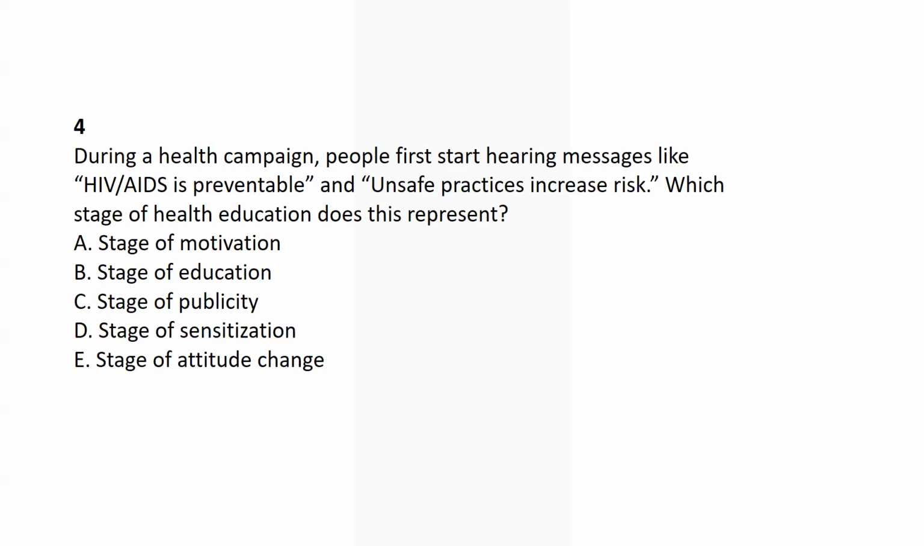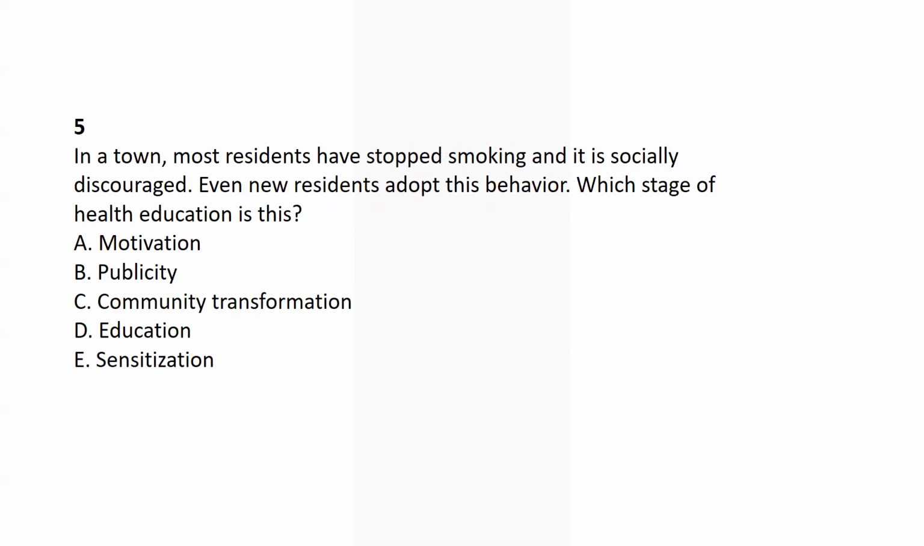Fourth one is, during a health campaign, people first start hearing messages like HIV or AIDS is preventable and unsafe practices increase the risk. Which stage of health education does this represent? Option A, stage of motivation. B, stage of education. C, stage of publicity. D, stage of sensitization. And E, stage of attitude change. D is the right answer, stage of sensitization, because they have just started hearing about the disease and the messages about it.